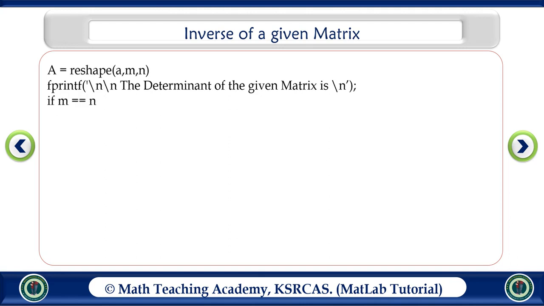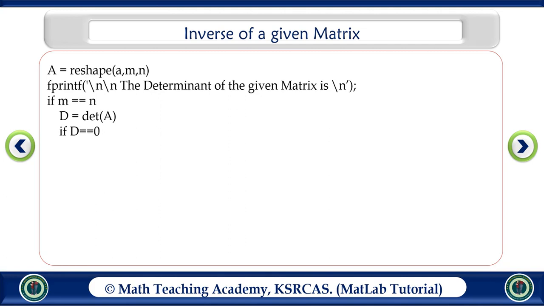If m equal to n, then d is equal to det(a), because the determinant is obtained only when the given matrix is a square matrix. That is why here first we have to check whether the number of rows and number of columns are equal. This is achieved by the statement if m equal to n. If it is true, then the determinant is obtained by the command d equal to det(a).